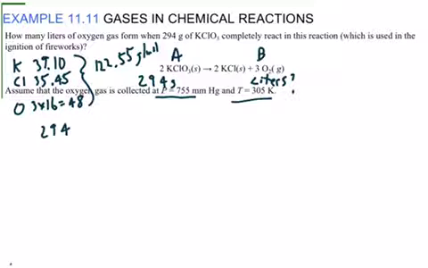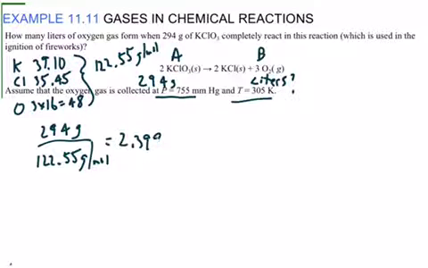So let's do the math real quick. Let's convert 294 grams into moles, dividing by 122.55. And when we do that, we get 2.399 moles of KClO3. And then once we get moles of A, then we do B over A to go from A to B. Notice the coefficients are 3 over 2.